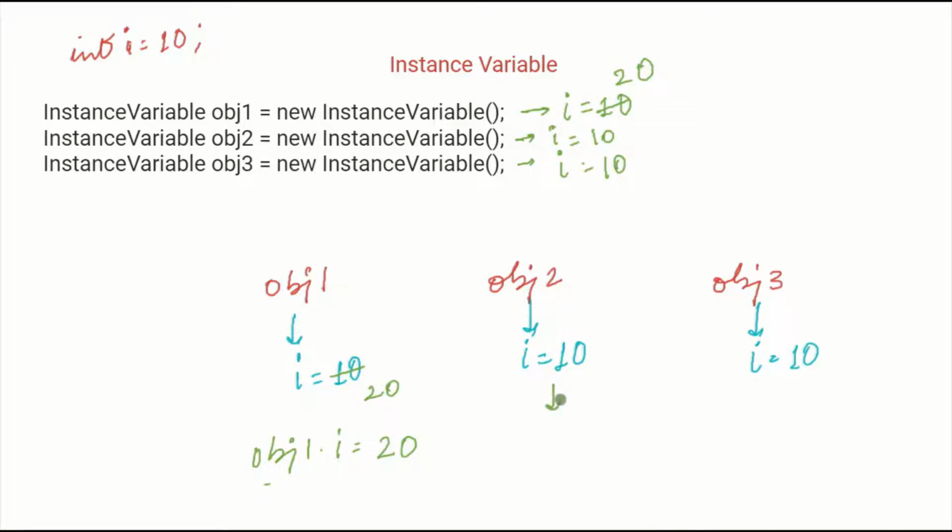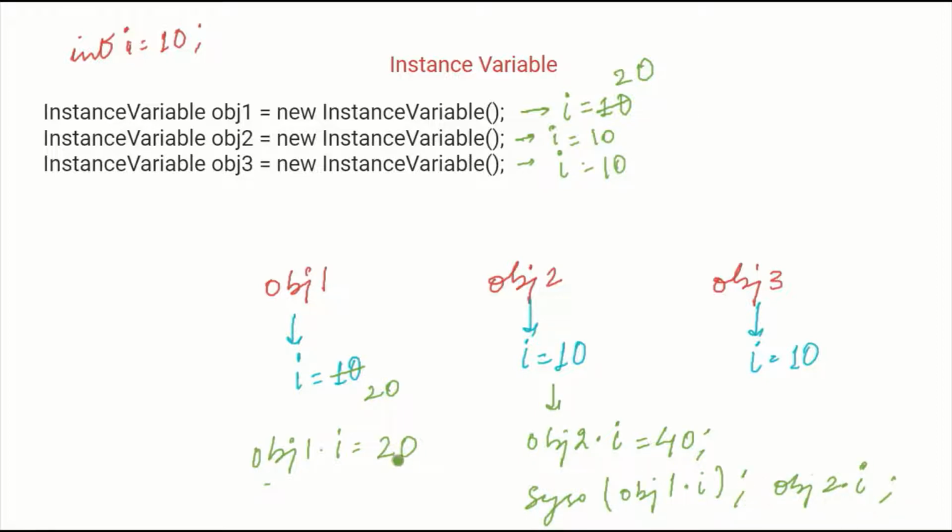For example, obj2 has decided to change the value of I to 40. So now if you are printing obj1.I or obj2.I or obj3.I, for obj1 the value of I would be 20 because it has changed the value from 10 to 20. Correct? Obj2 has changed the value from 10 to 40, so if you are printing obj2.I, the value would be 40. And in case of obj3, it hasn't changed the value, so in that case the value would still be 10.